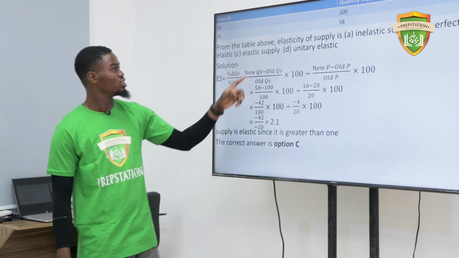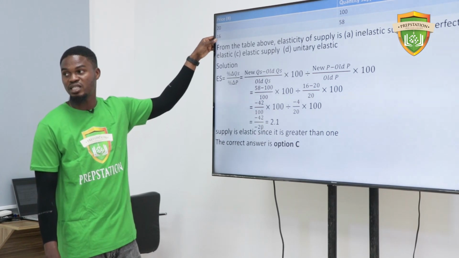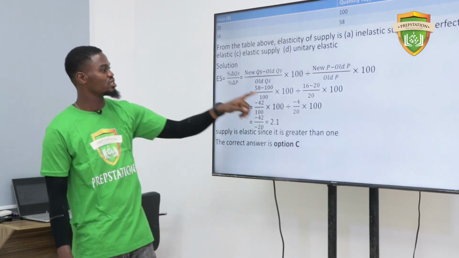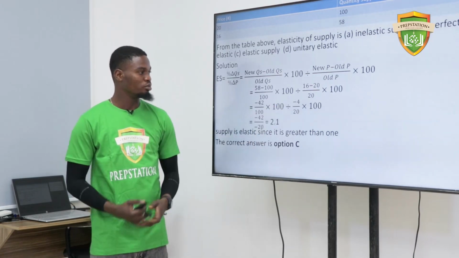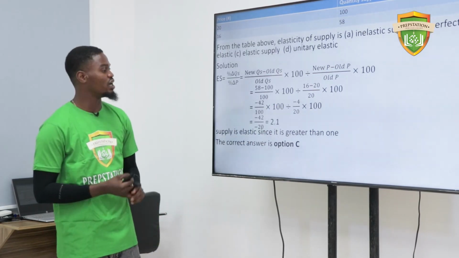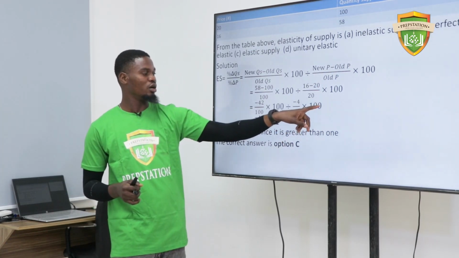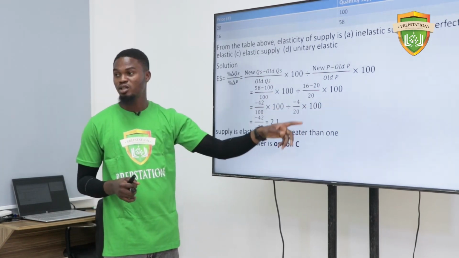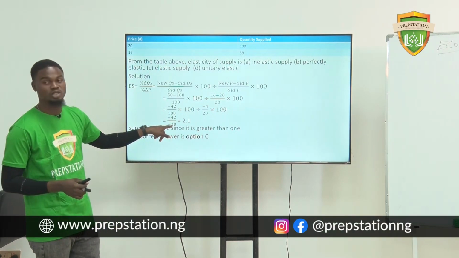Then for the price, the old price is 20 and the new is 16. Subtracting 20 from 16 here, you have a minus 4. Multiplying it by 100, minus 4 over 20 times 100, your 20 strikes out, goes into 100 5 times. So you have your minus 4 times 5, which will give you minus 20. That's how we got the denominator here.